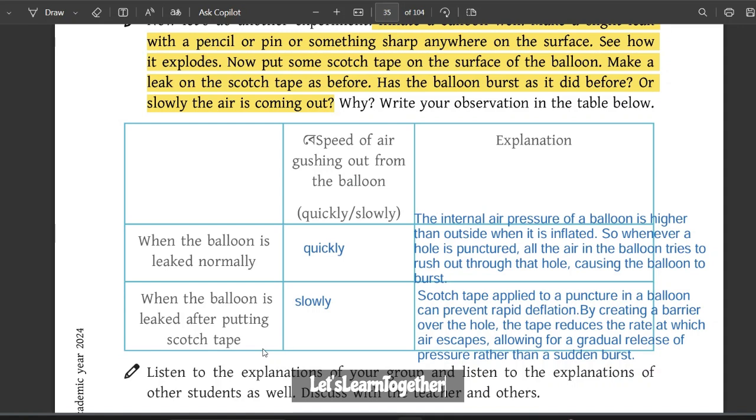Okay, you can see this here, that scotch tape applied to a puncture hole in a balloon can prevent rapid deflation. By creating a barrier over the hole, the tape reduces the rate at which air escapes, allowing for a gradual release of pressure rather than a sudden burst.